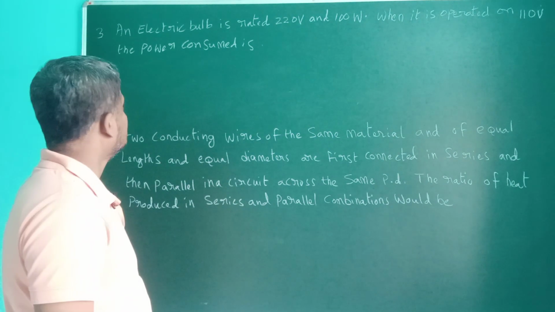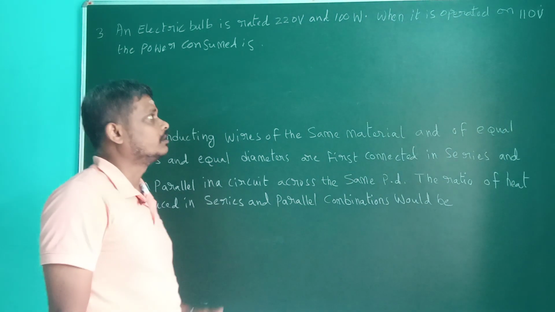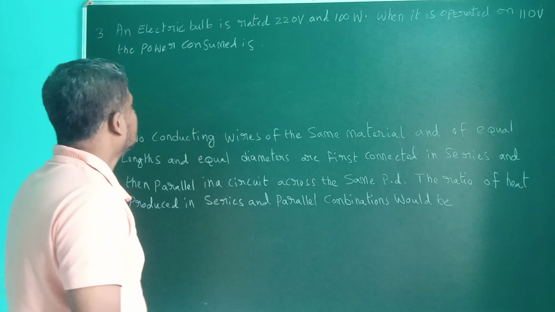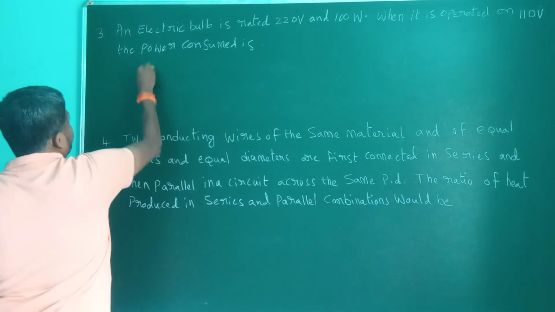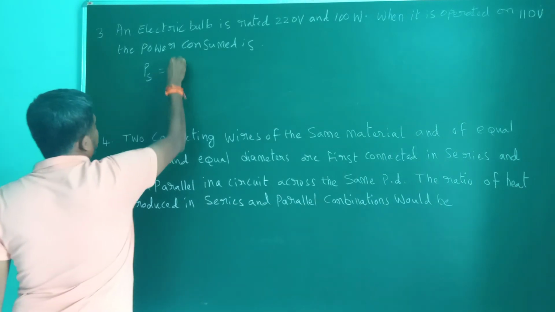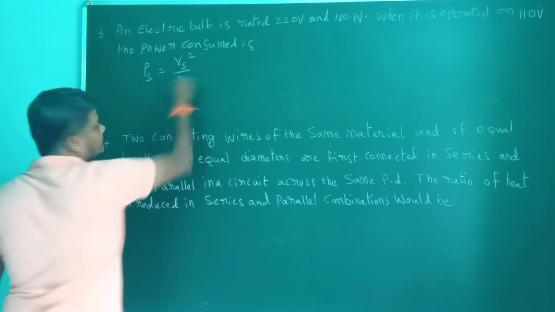Question number 3 from 10th class electricity. An electric bulb is rated 220 volt and 100 watt. When it is operated on 110 volt, the power consumed is? From the power rating formula, power specified is equal to V specified square by resistance of the bulb.